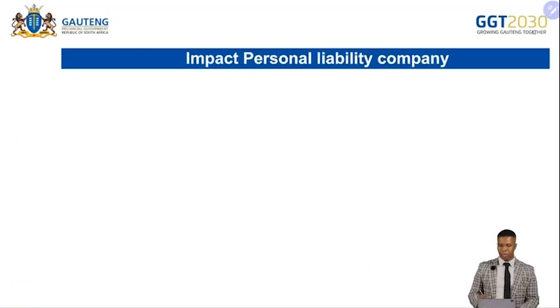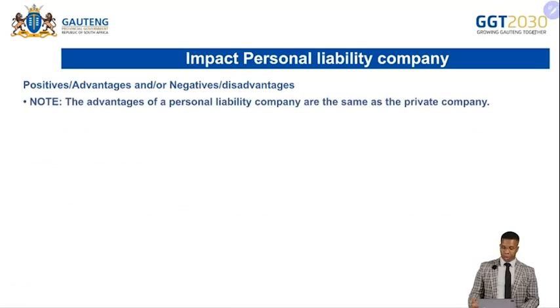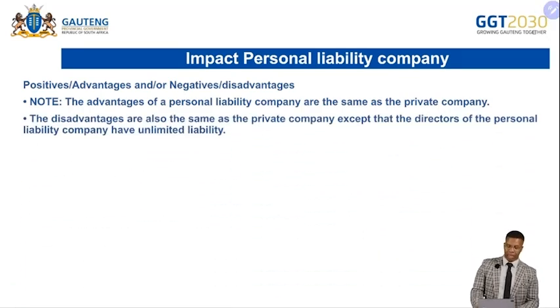Then, what is the impact there? The positives and negatives again. Note that again, the advantages of a personal liability company are similar to those of the private company. And then the disadvantages are also the same as that of the private company, except that the issue of directors having now personal liability to the company.